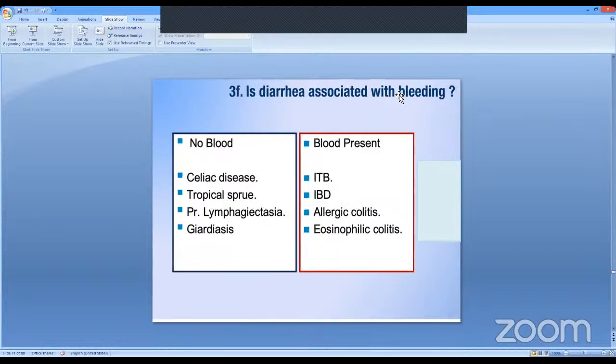If diarrhea is associated with bleeding, chronic diarrhea associated with bleeding or not bleeding. If there is no bleed, it indicates celiac disease, tropical sprue, lymphangiectasia, giardiasis. If blood is present, you see how the differential diagnosis has been narrowed down: intestinal TB, IBD, allergic colitis, or eosinophilic colitis. Only 4 causes are there if blood is present in a case of chronic diarrhea.